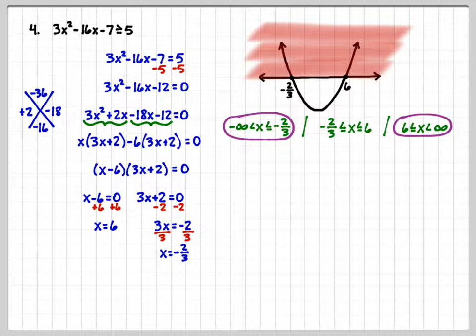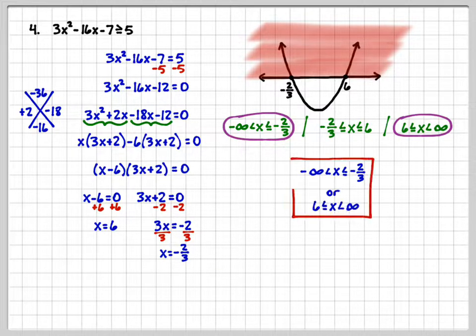So we would write it like this. We'd say negative infinity is less than x, it's less than or equal to negative 2/3. And then we'd also say, or 6 is less than or equal to x is less than infinity.